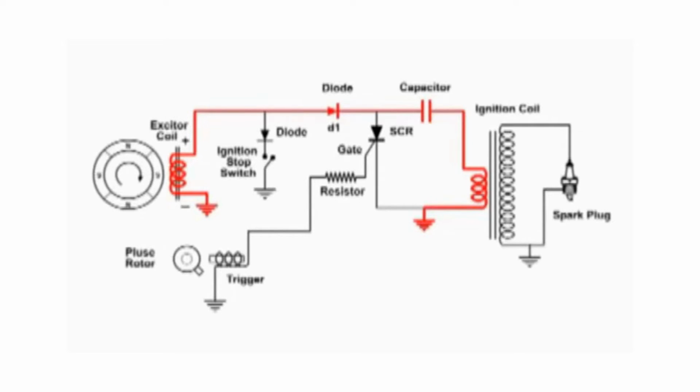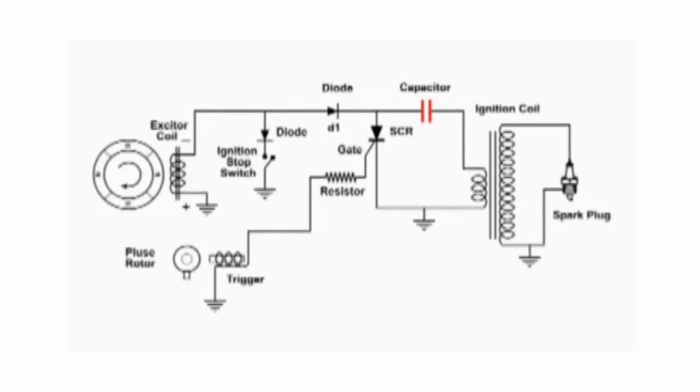Now the magnets have rotated and have induced a voltage in the exciter coil with this polarity, negative on the bottom, positive on the top. And when that happens, D1 will conduct. And here you can see the charge path for the capacitor. When the magnet continues to rotate, we don't have any current, but notice that the capacitor is still charged.